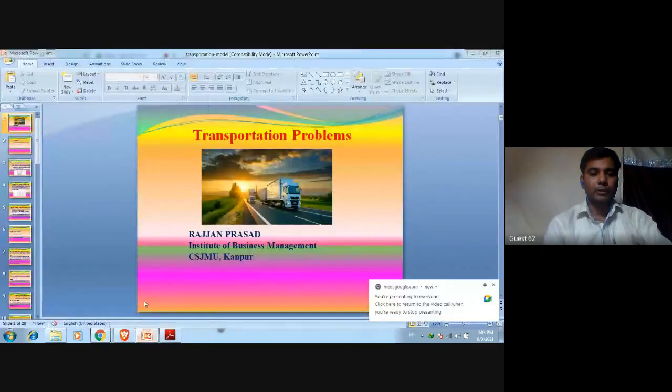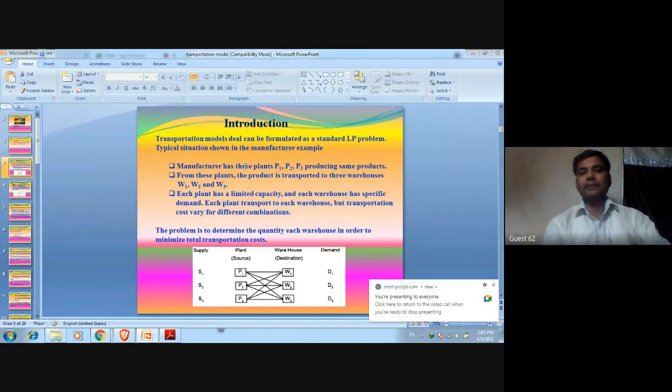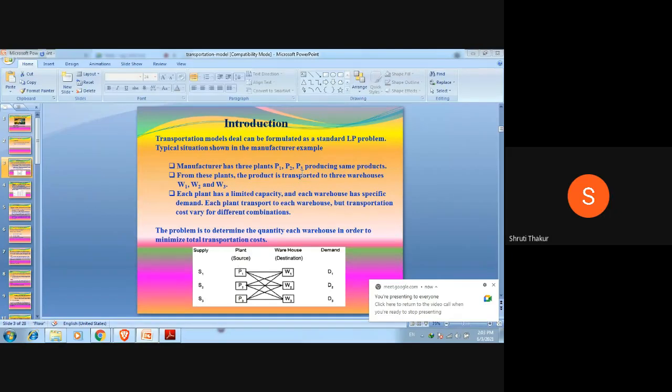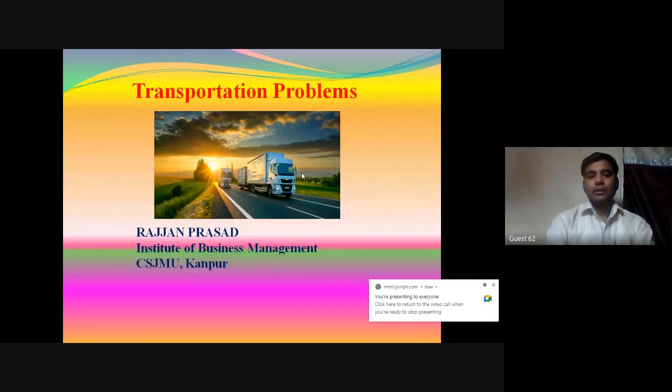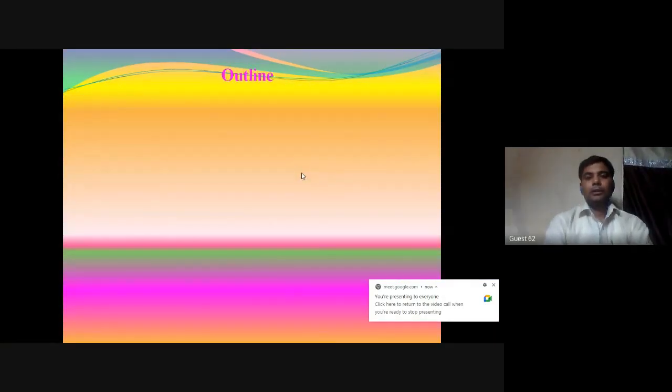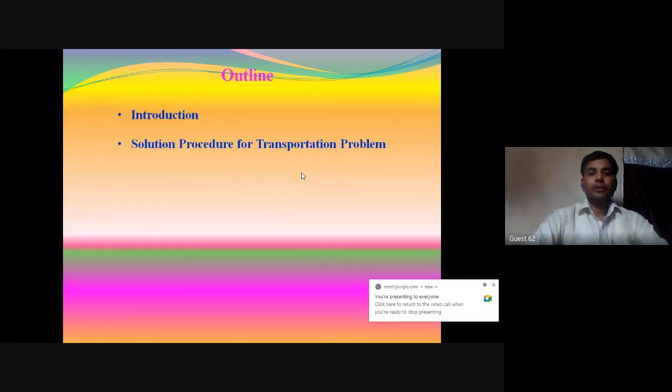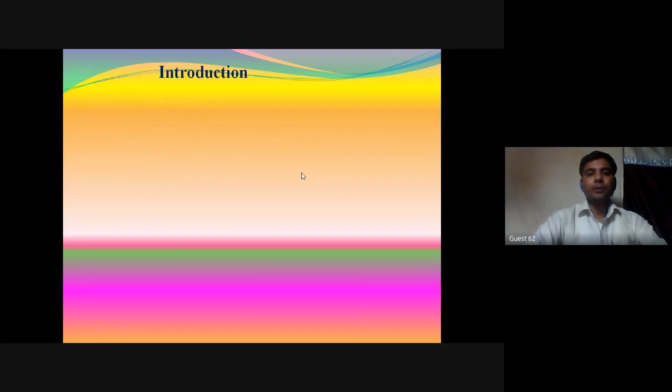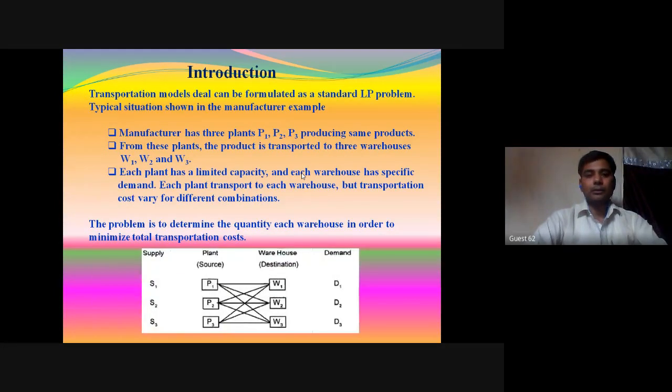Actually, what is transportation method and how it will be used and how many methods will be applied in this method. So let's start. Let us see the outline. What we have to see: introduction, solution procedure for transportation problem, and finding an initial feasible solution. Okay, so let us see what is the introduction of transportation.